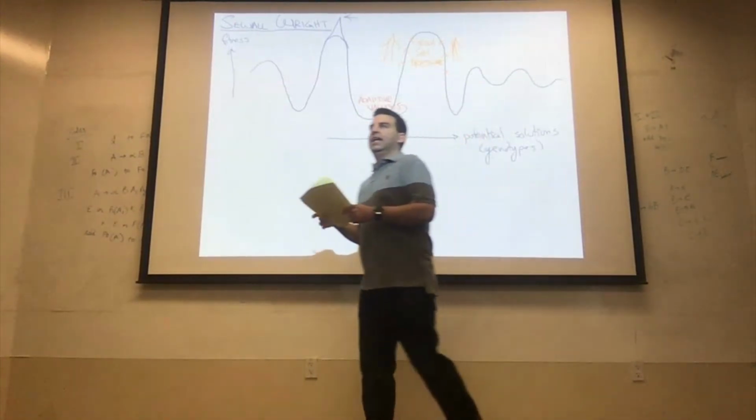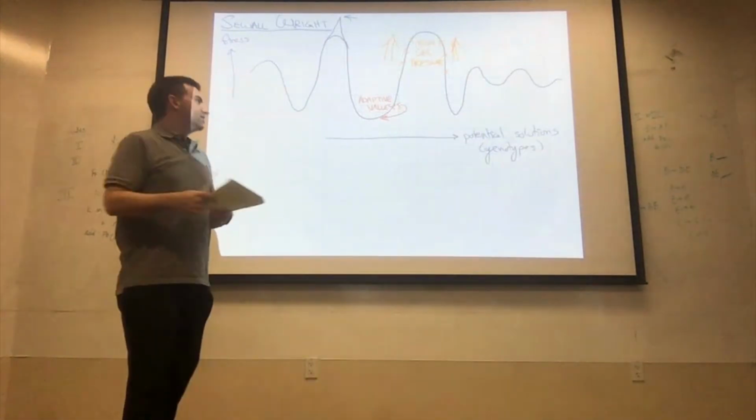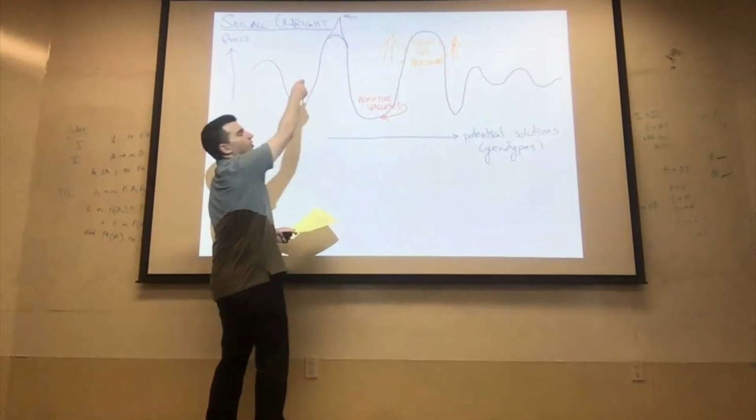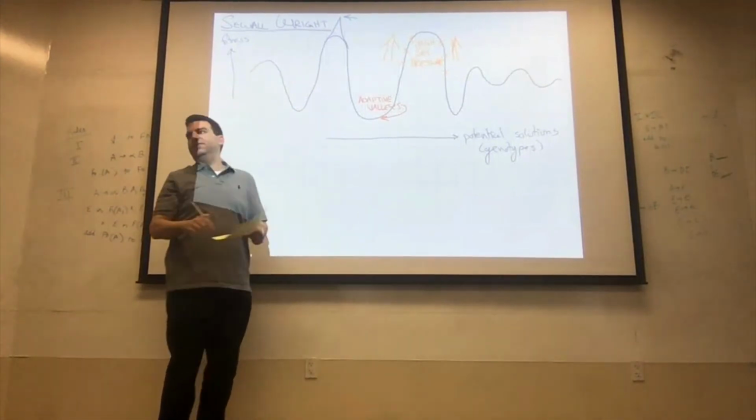So how do you get this sort of punctuated equilibria where suddenly you get individuals that show up on this hill and beat out all the others, these individuals here?